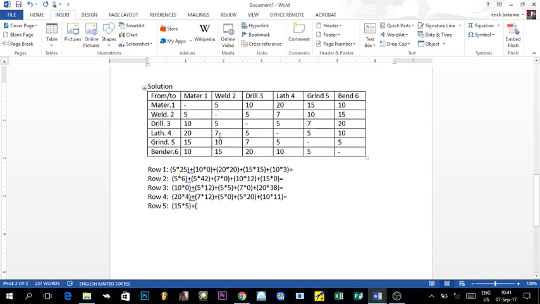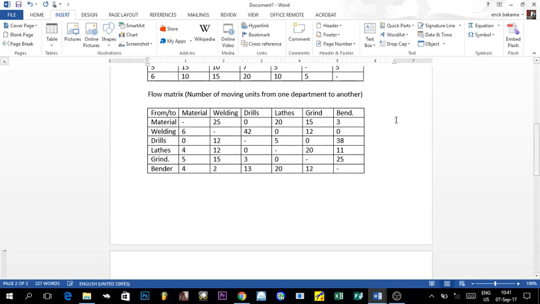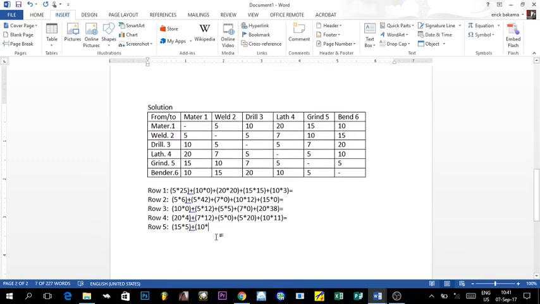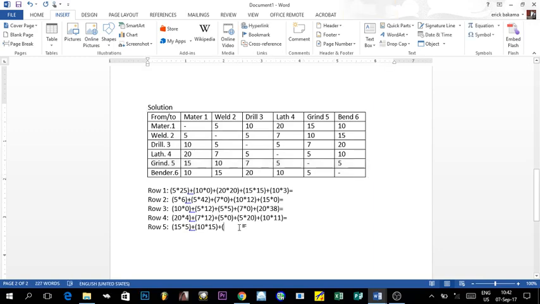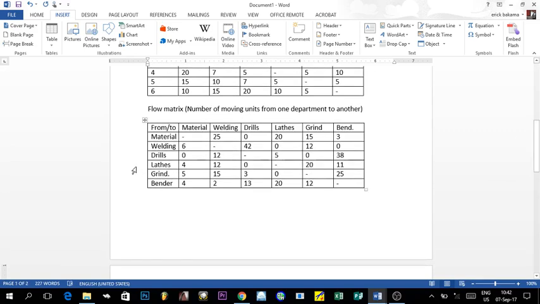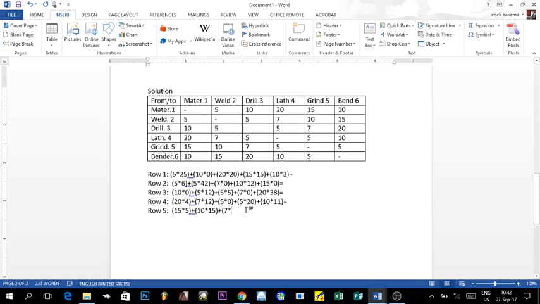Then we have grinder and welding. The distance is 10. So we look at our grinder and our welding. We have 15, so we have our value of 15 here. Plus, now with grind and drills, which is room 5 and 3, the distance is 7, that we multiply by grind and drill. So we have grind here and drill here. That means it's 3, our value of 3 here.